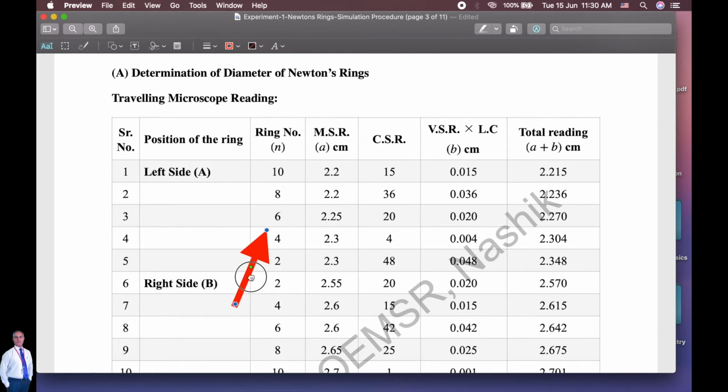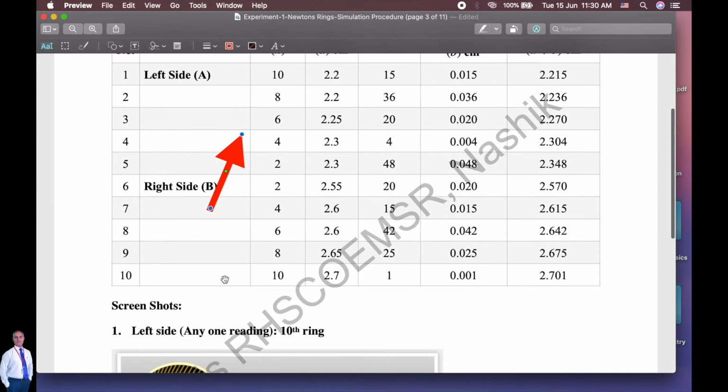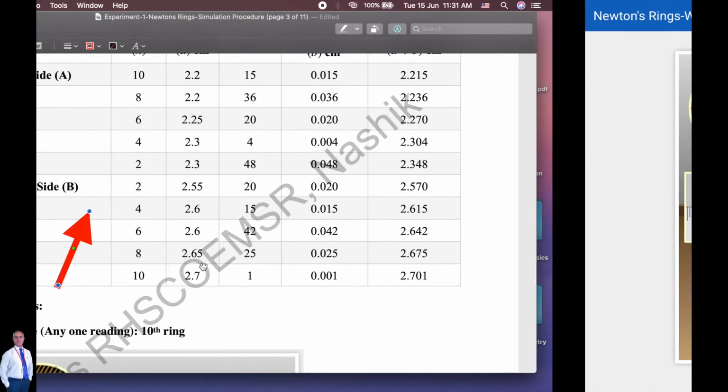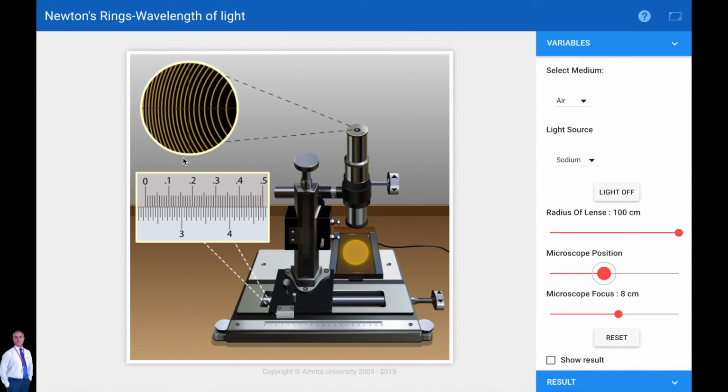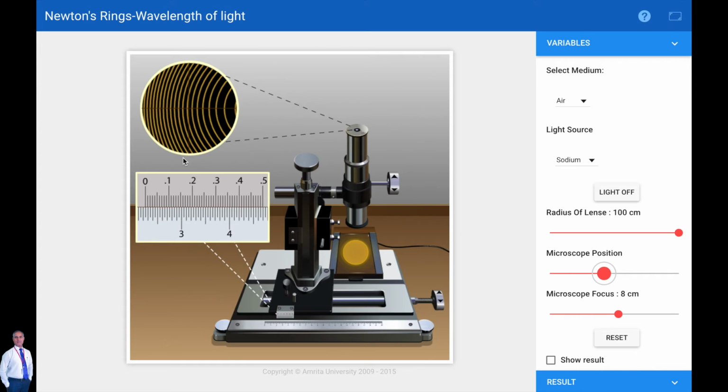So this is just a demonstration. You can choose any number of ring, from 1 to 20, anyone. Now let's move on to the right hand side, that is the B part. So how to go there? Look at here. Again with the help of the right hand side key, I am moving to the right hand side.